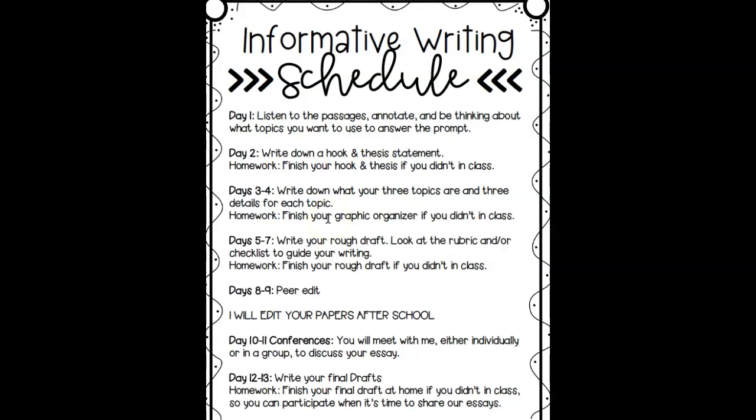On days 3 and 4, you're going to write down your 3 topics, what your 3 topics are. Actually, for third, we're going to pick 2 topics. So you're going to pick 2 topics, like 2 things that change the Earth's surface. What's the prompt question? So we're going to do 2 instead of 3.